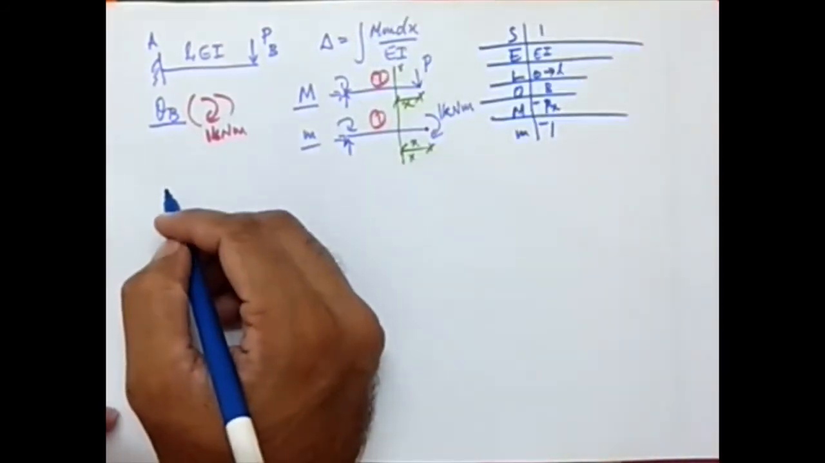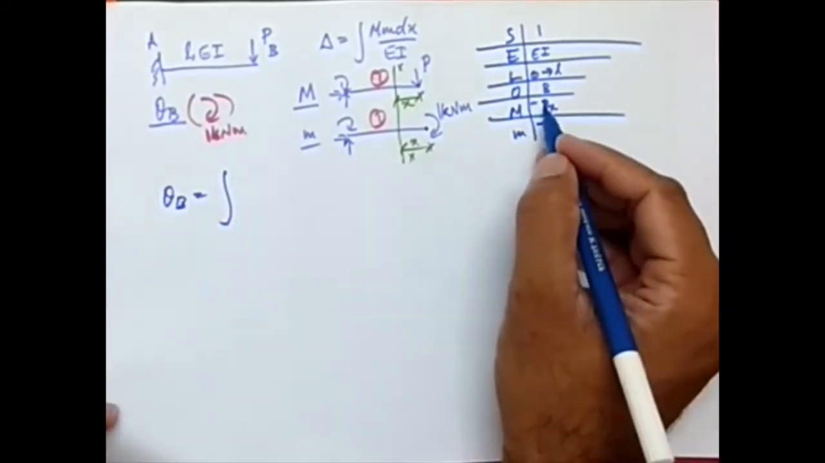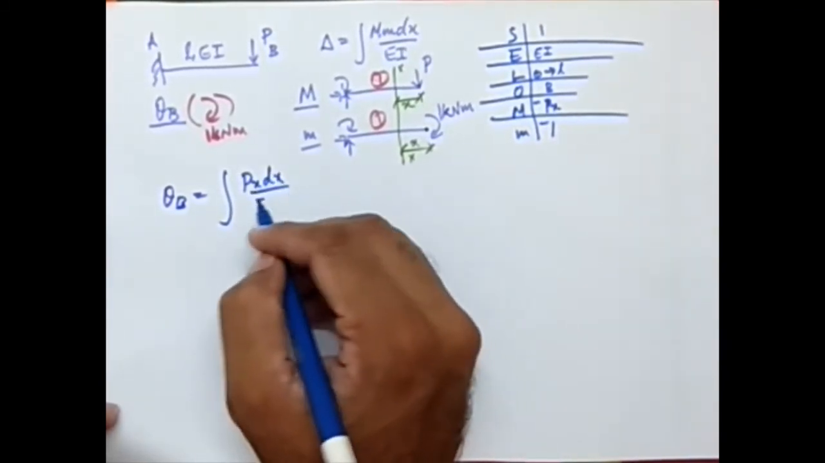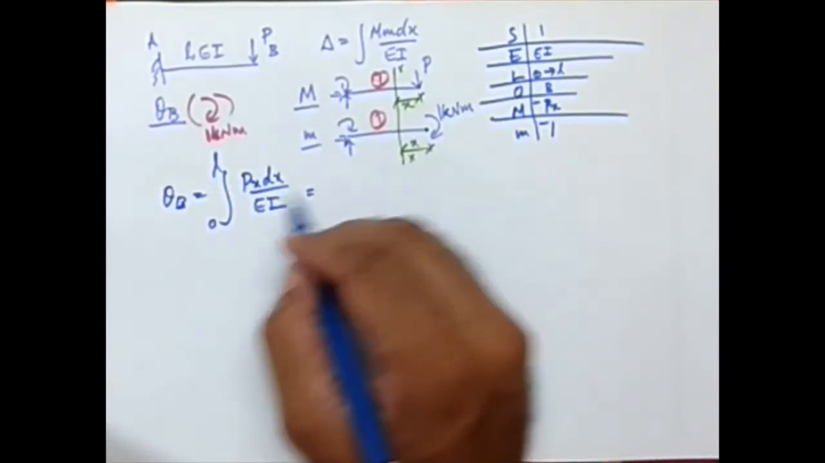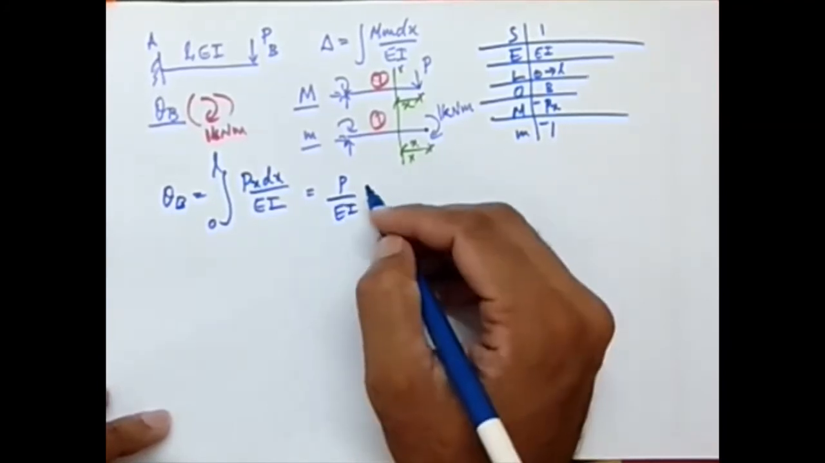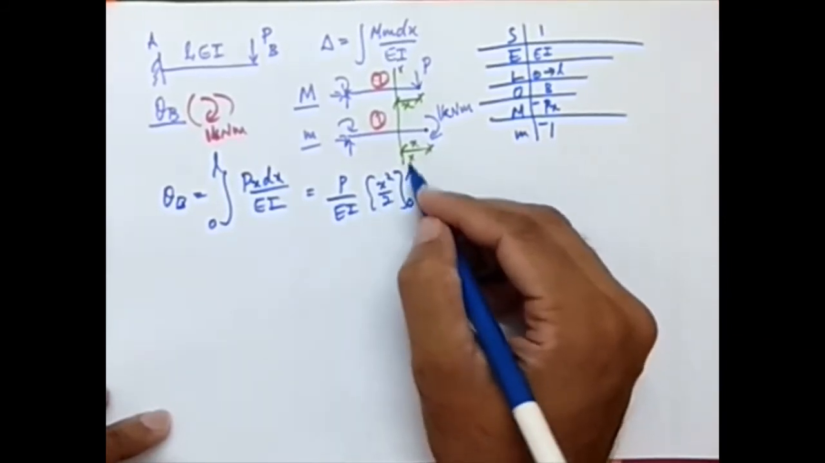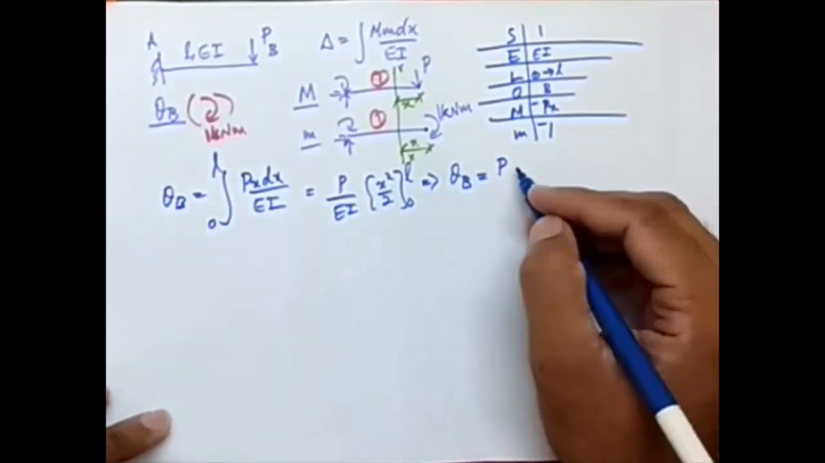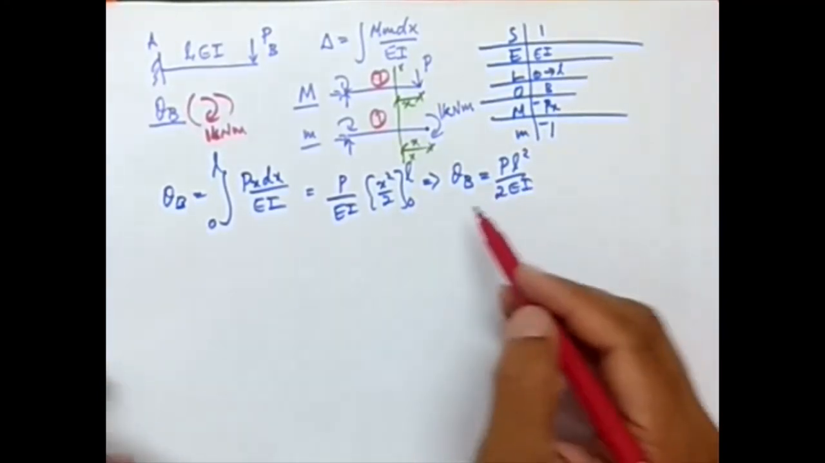Now I can substitute the different values I got in this equation. So theta B, because that's the displacement we are calculating, is integral of minus Px into -1, which is basically Px dx by EI within the limit 0 to L. I'm taking the constants out, so P by EI, integral x dx is x squared by 2 within the limit 0 to L. So this is going to give me the value of theta B as PL squared by 2EI, which is the magnitude of the rotation.